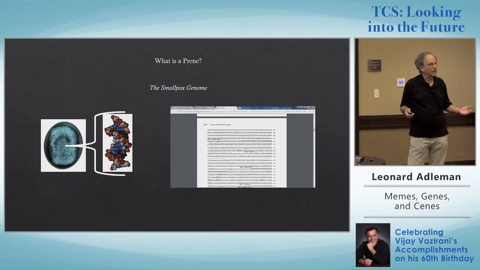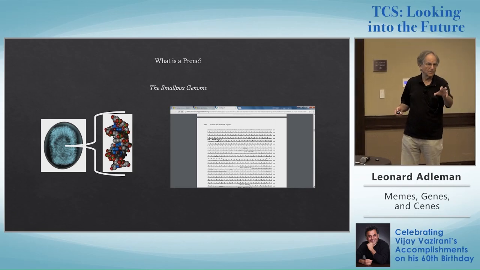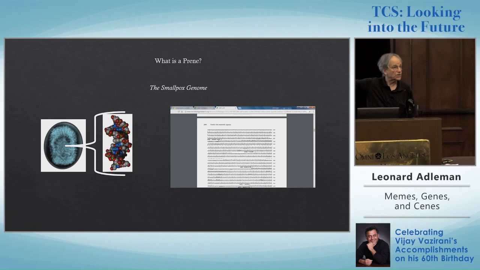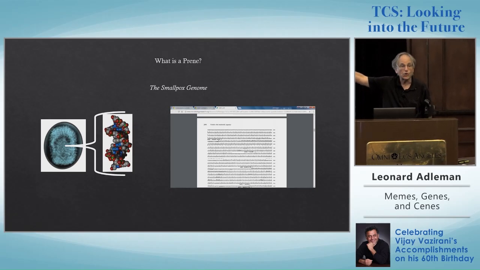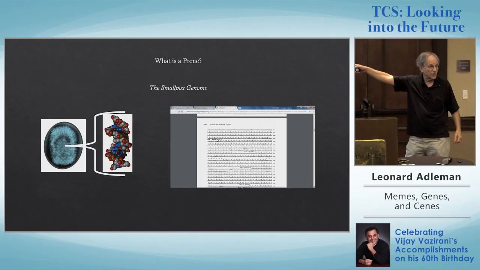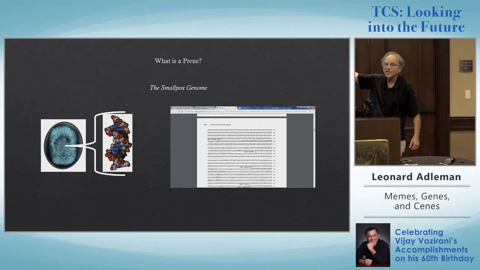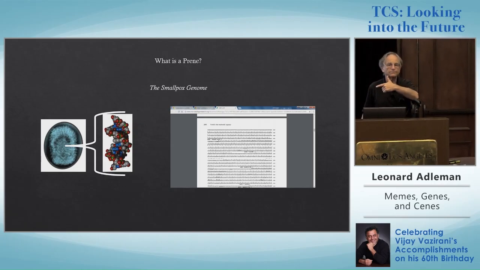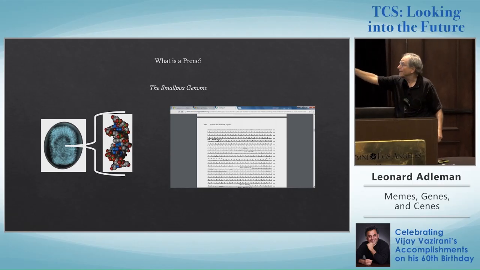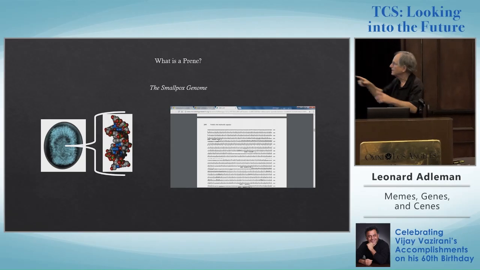What's the smallpox genome? Well, the answer is it's also a preen. Okay. So we find it, of course, in the smallpox virus, where it's stored as the sequence of nucleotides in a DNA molecule. But here is another screenshot from my computer. This is its sequence as A, T, C's, and G's on my computer. And, therefore, on the left, it's stored as a gene. On the right, it's stored as a scene. Okay.